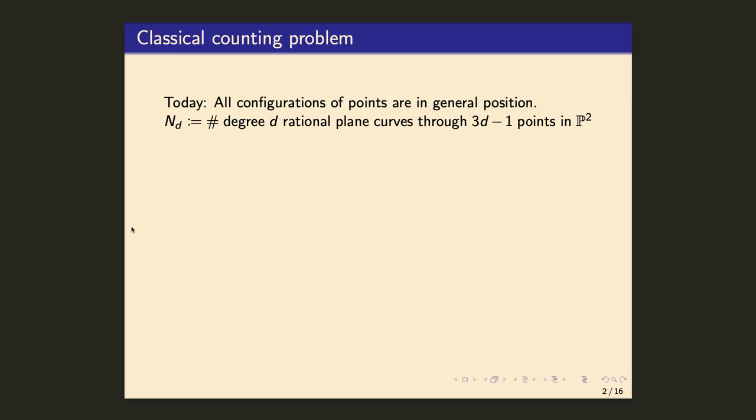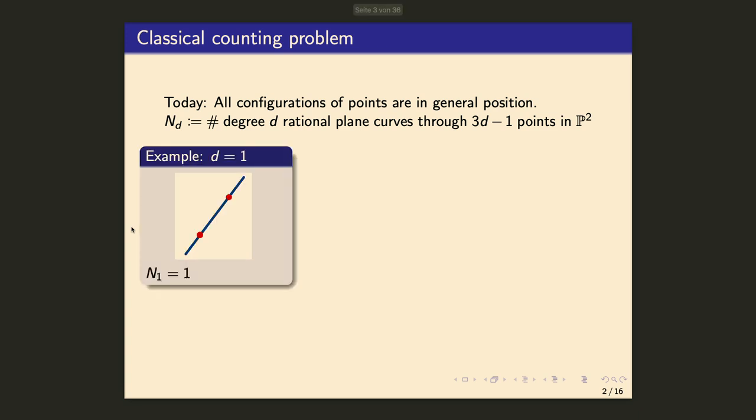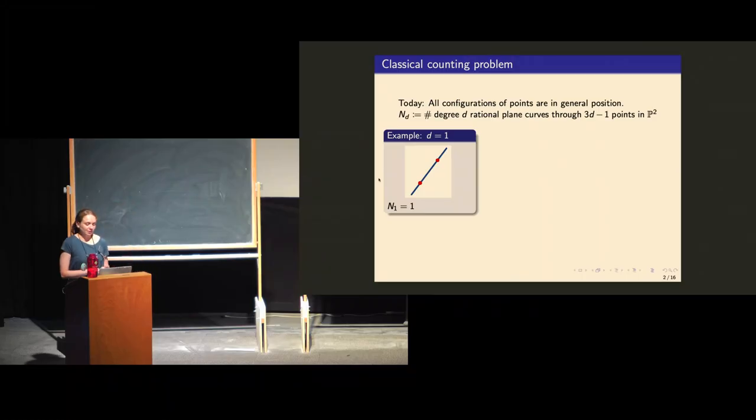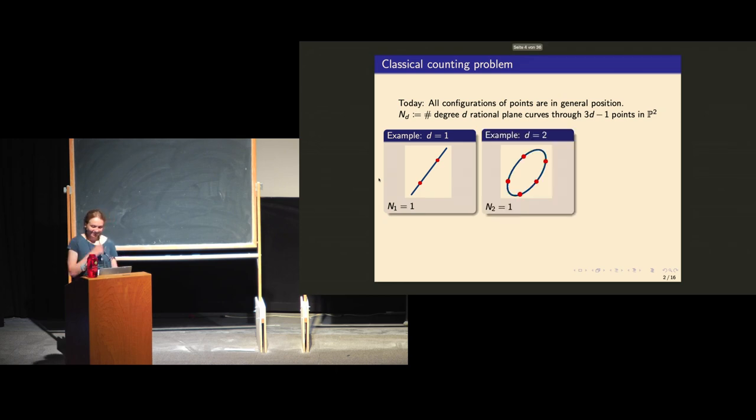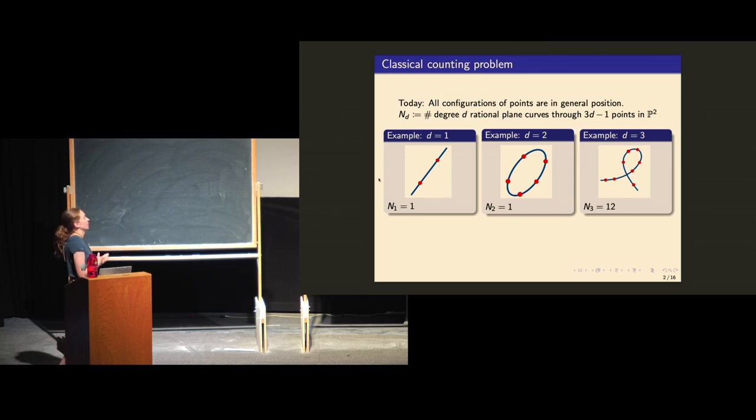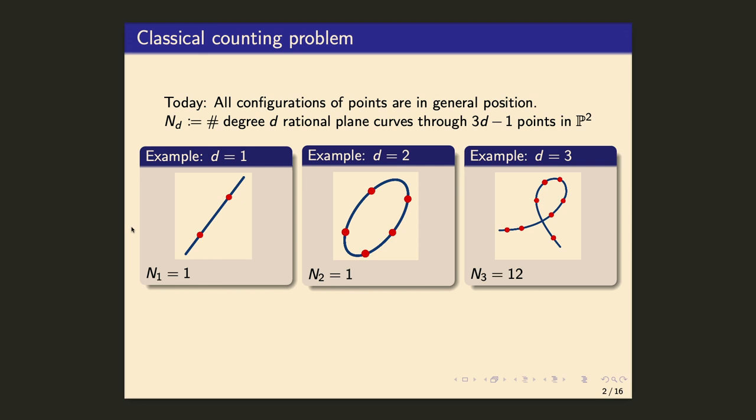And Candace told us yesterday that this number is finite. Here are some examples. If you want to count degree 1 curves, so lines in the plane through 2 points, you know from primary school that there is only one. The second one we did in the exercises on Tuesday: if you want to count the number of conics through 5 points in the plane, there is exactly one. And Candace yesterday mentioned that if you want to count degree 3 rational plane curves, then there are 12. So remember, this number is 1, 1, 12, because we want to do this tropically later, and then it's good to remember it.